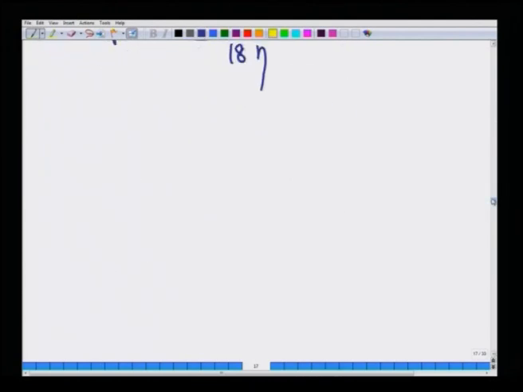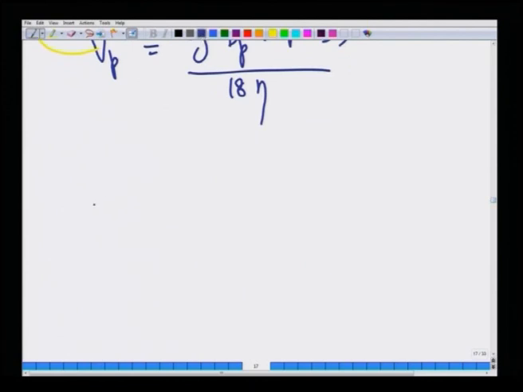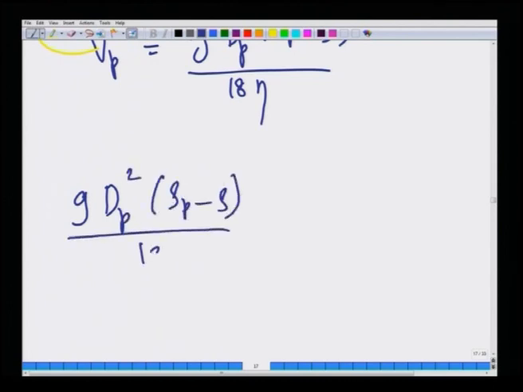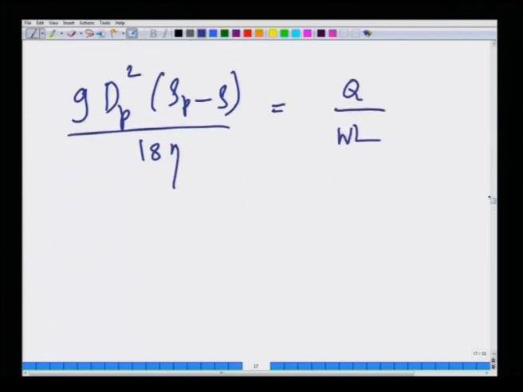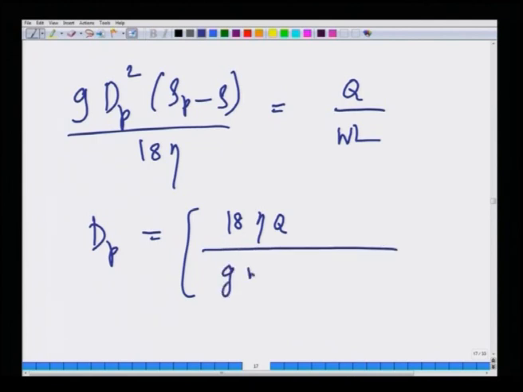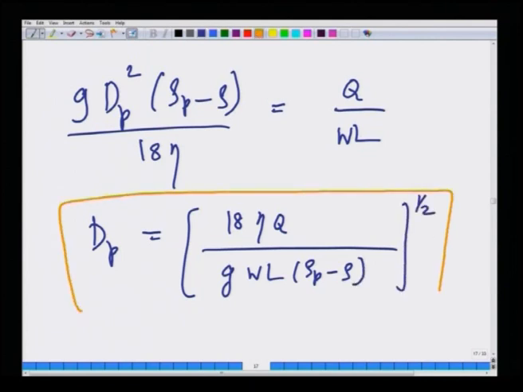So we will get g dp squared (rho p minus rho) by 18 eta is Q divided by W L, or dp is nothing but 18 eta Q divided by g W L times (rho p minus rho), the whole thing to the power half. Now, this is the smallest diameter typically that can be captured in a settling tank of this dimension.